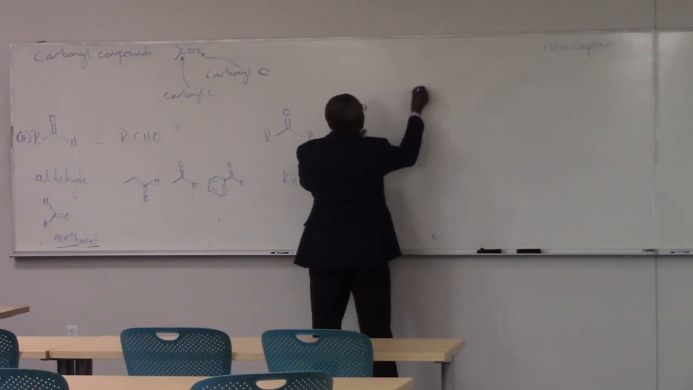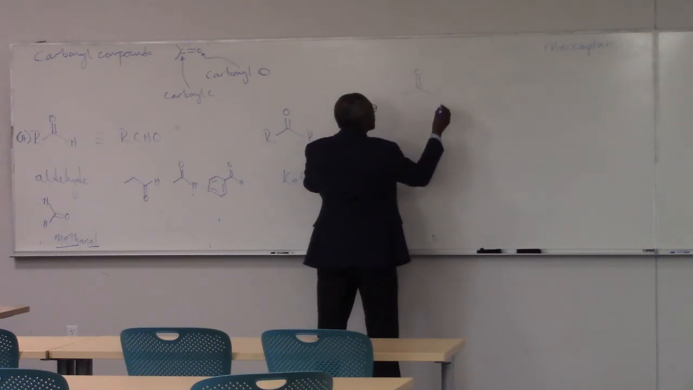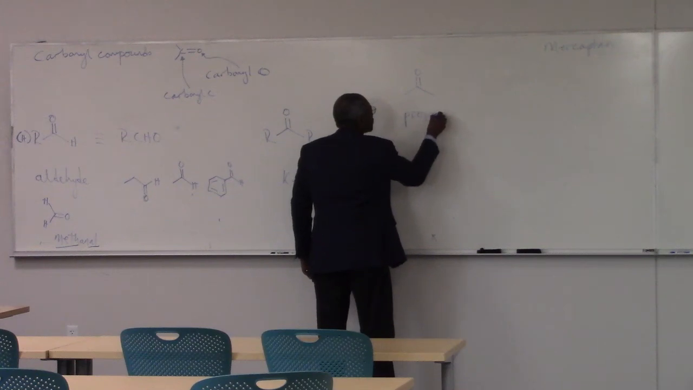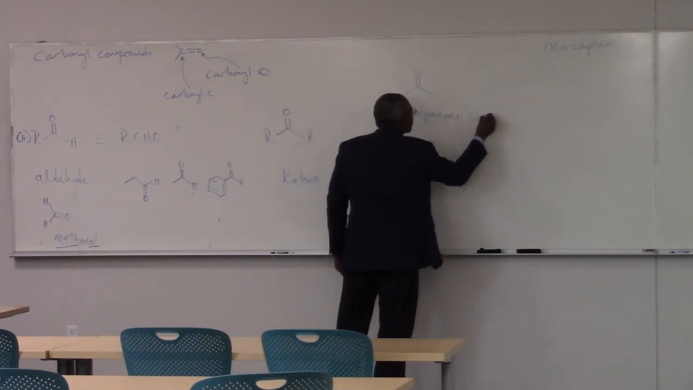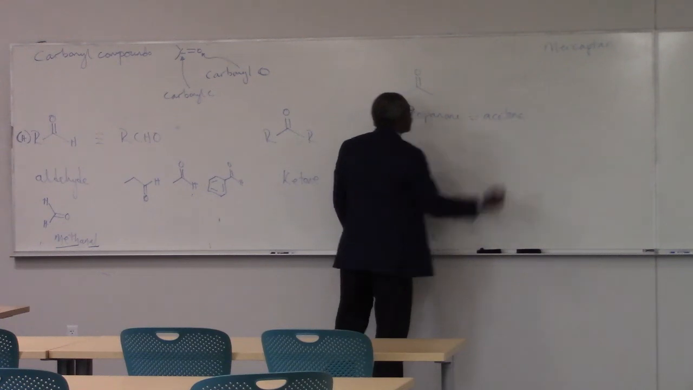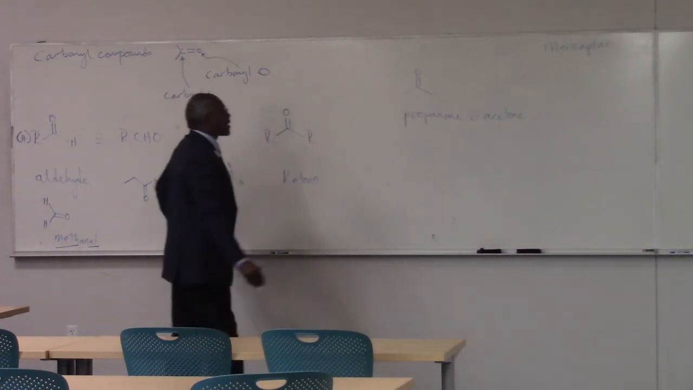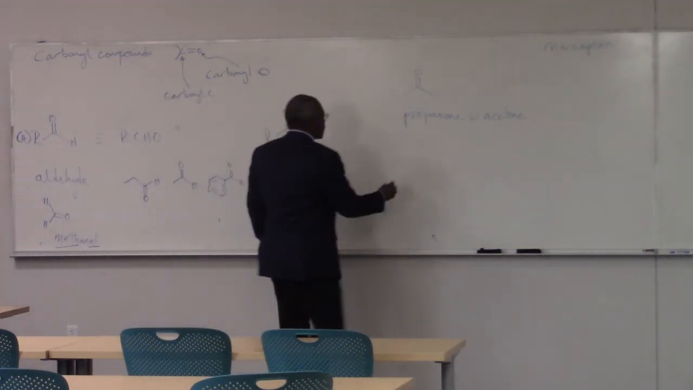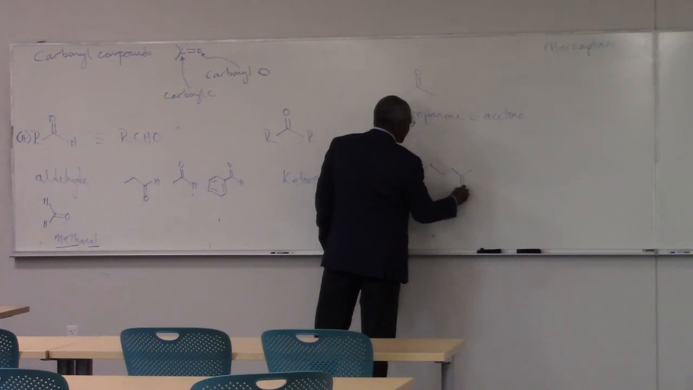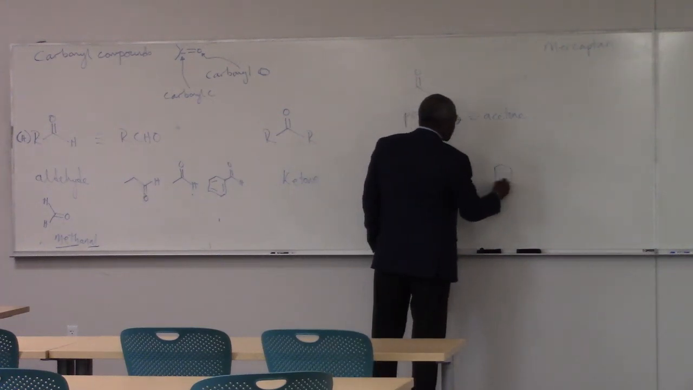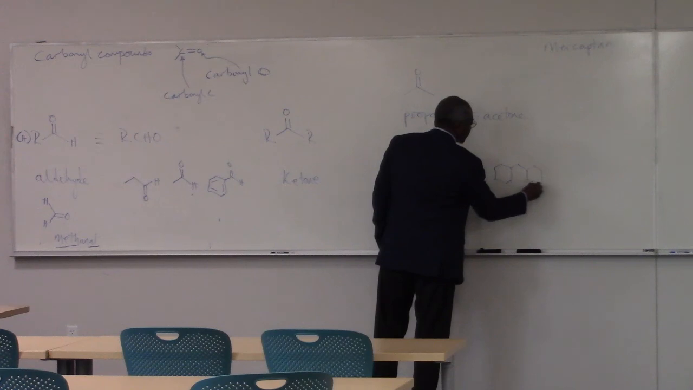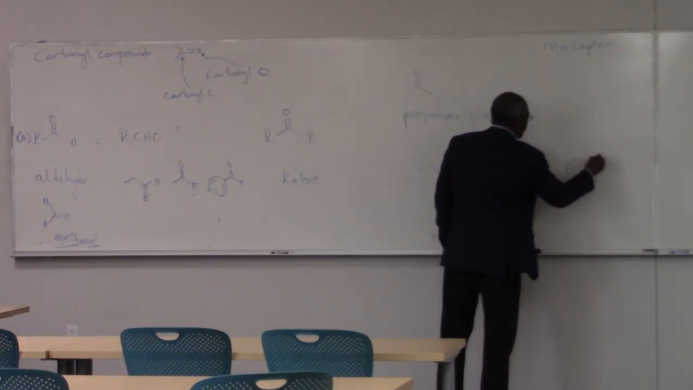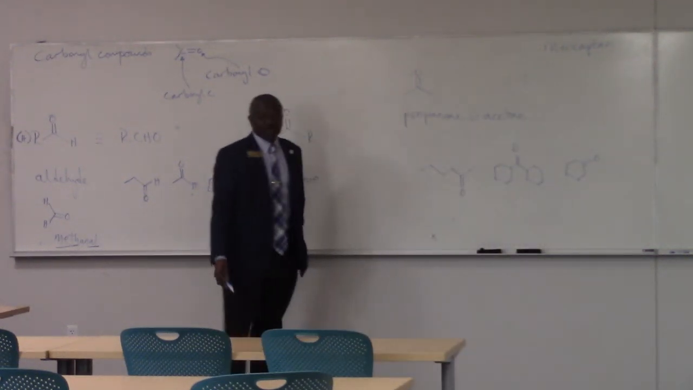So the simplest ketone is this compound. This is called propanone. It's also called acetone, which is the common name for it, which you use as a wash solvent in the organic lab. So examples of ketones would be something like this. That's a ketone, or this is a ketone, or this is a ketone. So all of those are ketones.